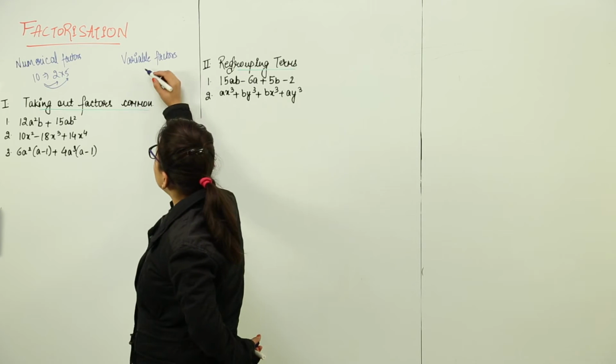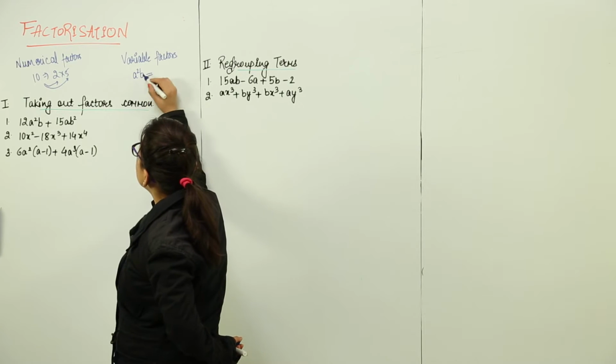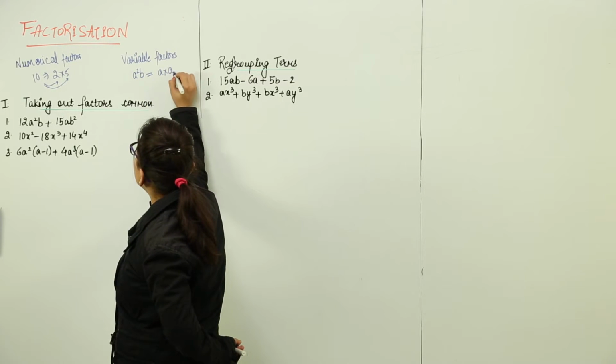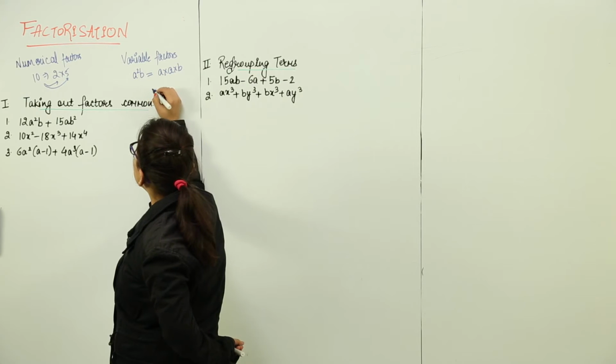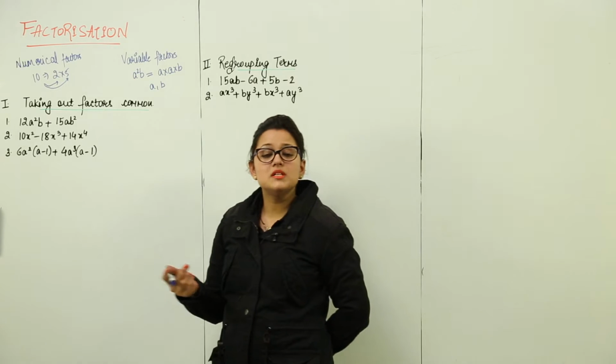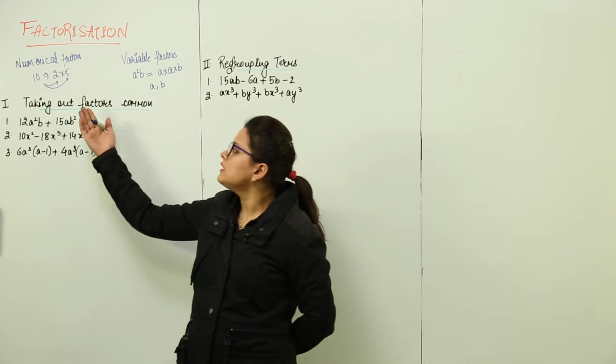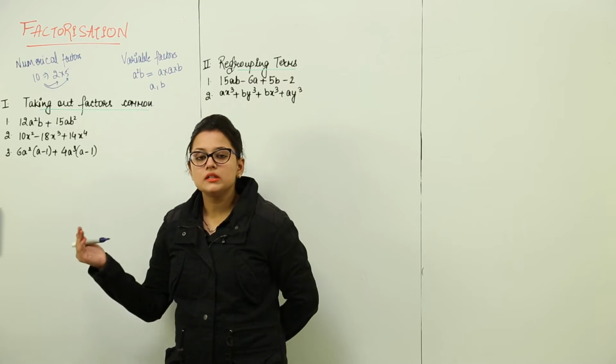What about the variable factors? Here we have a variable term, for example a square b. It is made up of a into a into b. So what are the factors for this? a, a and b are the factors. That means if you multiply a, a and b you get a square b. Similarly, you multiply 5 and 2 to get 10.